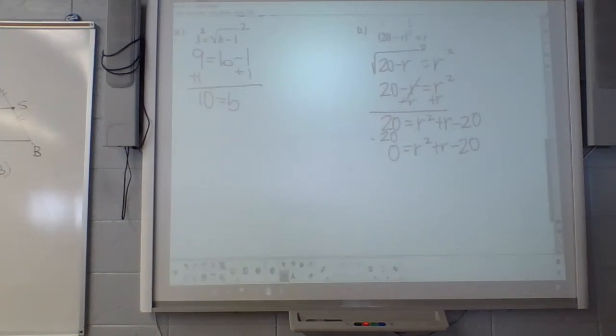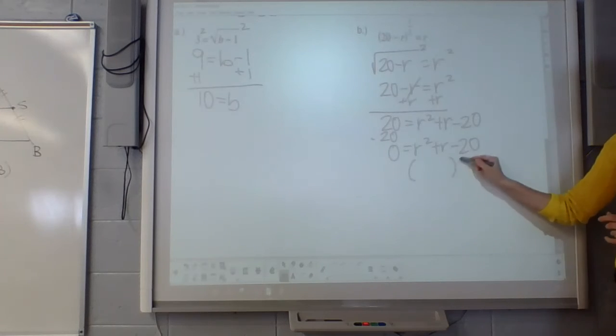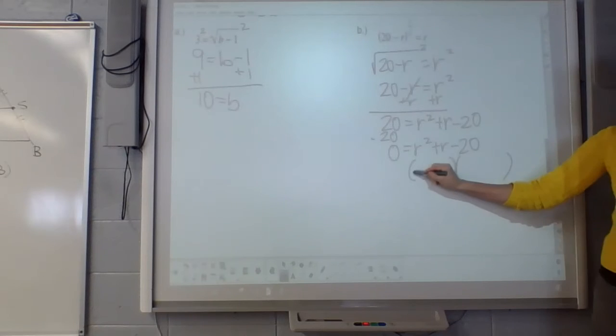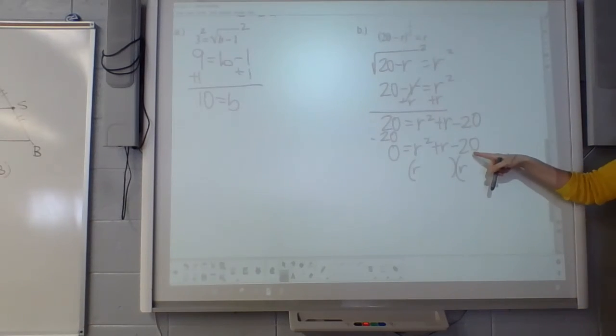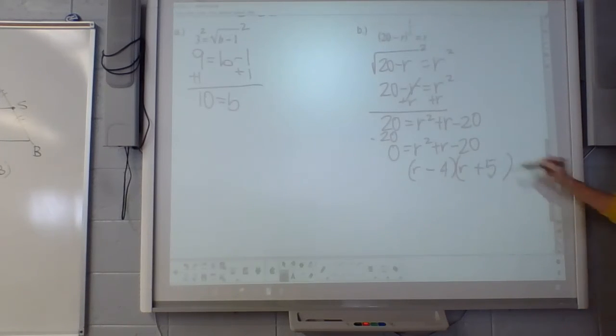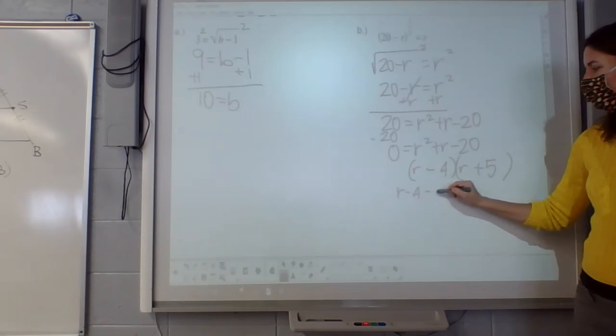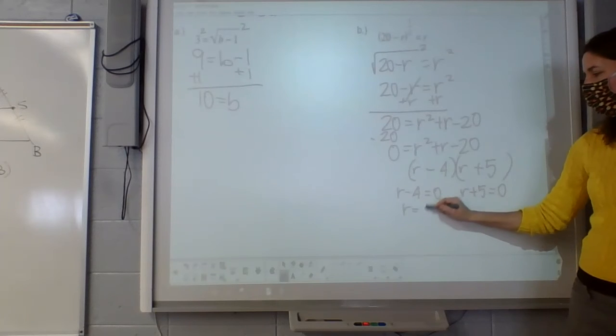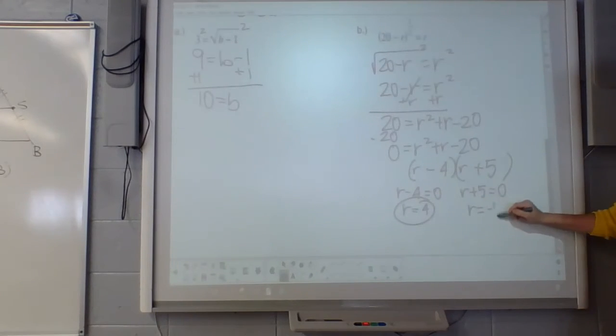So now on this right side of the equation, I'm going to be able to factor this. I want to multiply to get r squared, so I know it's r times r. I want to multiply to get negative 20, but add to give me 1. Yep, minus 4 and plus 5 are the two factors. So you move those over, so I get 4, and I also get a negative 5.